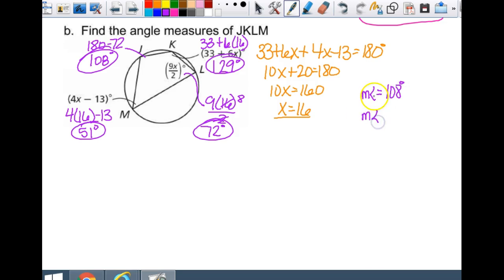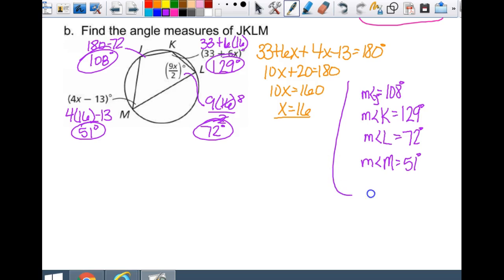Measure of angle K, oops, I didn't put a J there. Measure of angle K is equal to 129. Measure of angle L is equal to 72. Measure of angle M is equal to 51 degrees. Okay, any questions? Alrighty, then go ahead and glue that in.